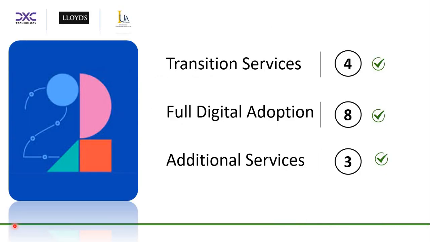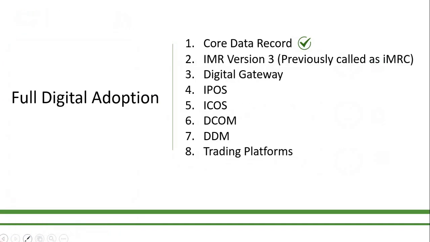Quick recap. In the Future of Lloyd's Modernization Program, we have a total of 15 services divided under three main categories: transactional services, full digital adaptation, and additional services. Right now, we are talking about the full digital adaptation services. In this category, we have a total of 8 services. And currently we are talking about CDR, or core data record.